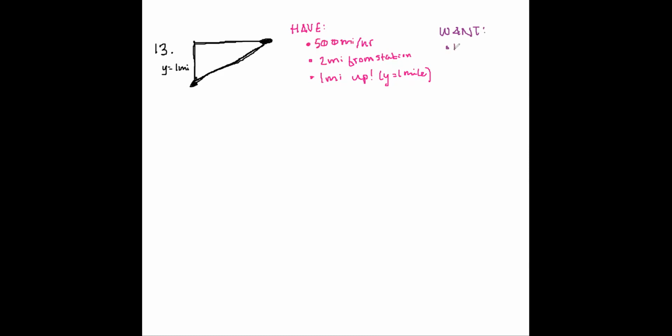So we want to find the rate the distance is increasing. I guess depending on what variable we set that side to, for certain it's going to be this rate of change. So if we call this z, then this is going to be the rate of change of distance from the station, or dz/dt.